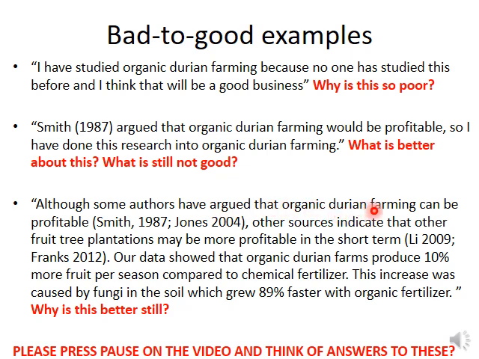Although some authors have argued that organic durian farming can be profitable, other sources indicate that other fruit tree plantations may be more profitable in the short term. Our data showed that organic durian farms produce 10% more fruit per season compared to chemical fertilizer. This increase was caused by fungi in the soil, which grew 89% faster with organic fertilizer.